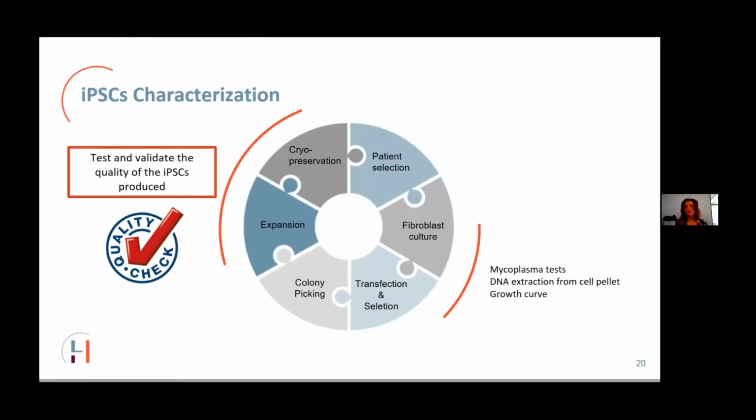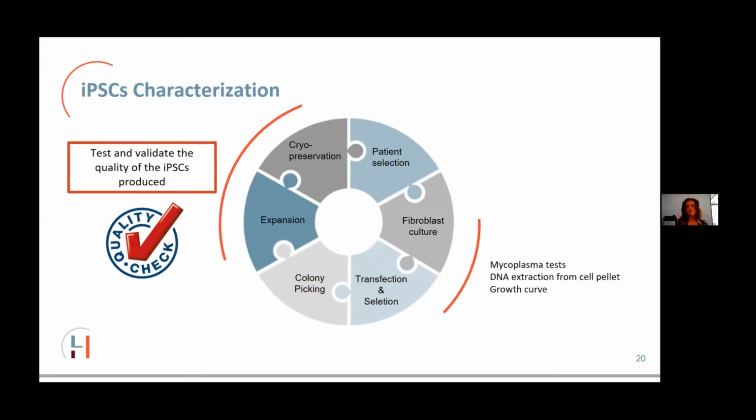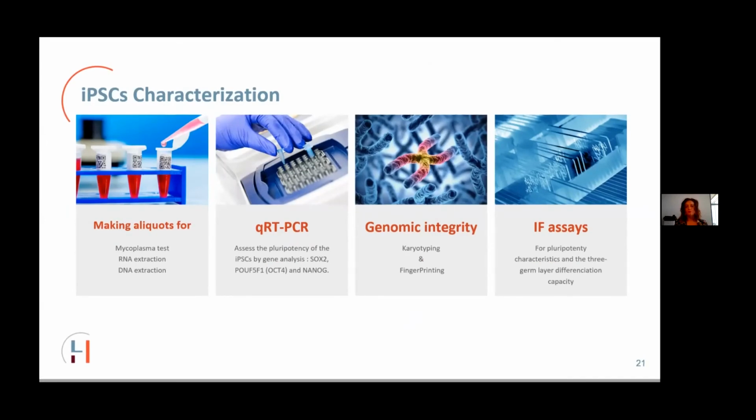Now, we have IPSCs produced, but we need to test and validate the quality of the IPSCs produced. How? So over the expansion, we took some aliquots to do the mycoplasma test, but also the RNA extraction and the DNA extraction. Now we are able to do qRT-PCR to assess the pluripotency of the IPSCs by gene analysis. We are also able to test the genomic integrity by doing karyotyping or fingerprinting, and also immunofluorescence assays for pluripotency characteristics and the 3 germ layer differentiation capacity. I'm going to show you a last example.